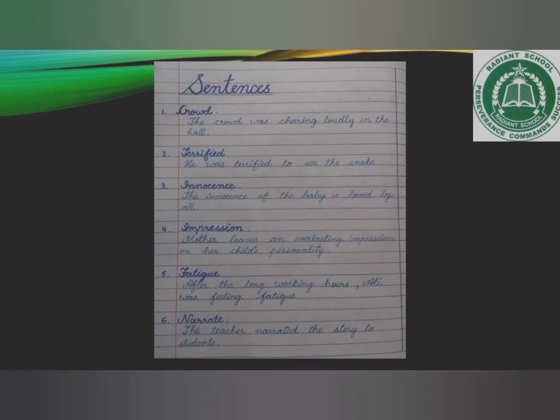Our word number 4 is impression. Mother leaves an everlasting impression on her child's personality. Our word number 5 is fatigue. After skipping a line, we will write the word with a round tip marker, fatigue. After the long working hours, comma, Ali was feeling fatigue.